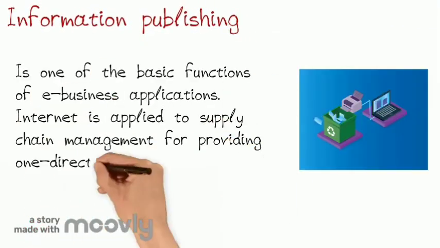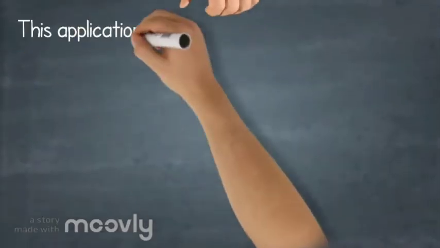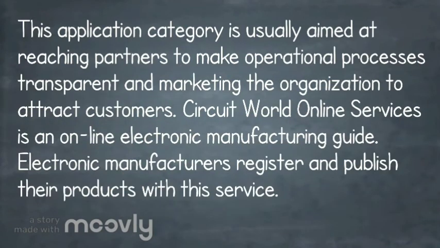Information publishing is one of the basic functions of e-business applications. Internet is applied to supply chain management for providing one-direction information without receiving feedback and interactions. This application category is usually aimed at reaching partners to make operational processes transparent and marketing the organization to attract customers.